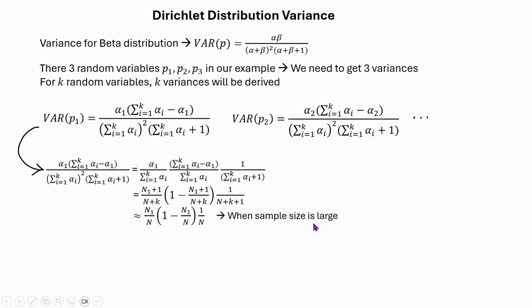Now the same thing: when the sample size is large, these constants will not matter, so those constants will just go away. And we know that n1 by n is nothing but p1. This is how we get the probability of class 1 in the normal sense. And 1 minus p1 is nothing but the probability of failure, you can think of it like that. And this is 1 by n. This formula is actually very familiar to us. If we take the square root of it, we are going to get the standard error. So it's a very nice property that this Dirichlet distribution can give us the standard error and the expected value correctly when the sample size is large, for multiple classes.